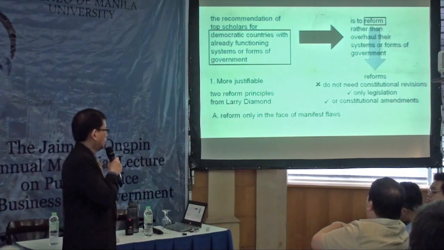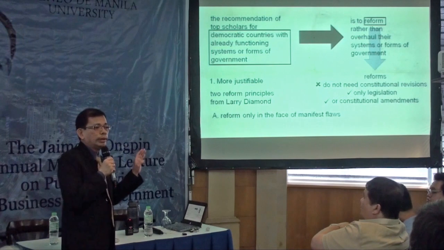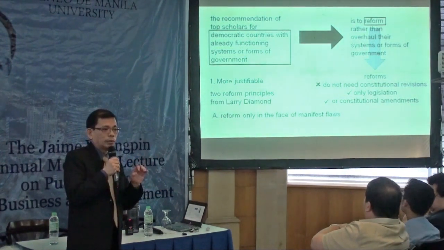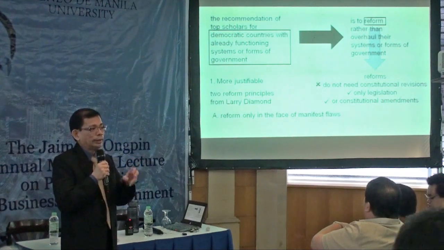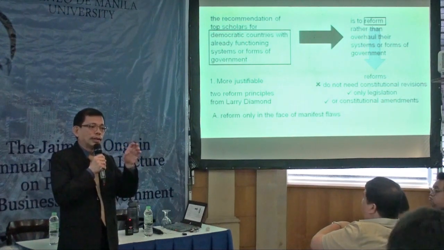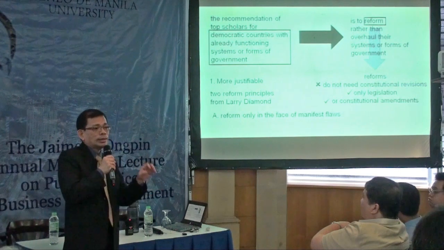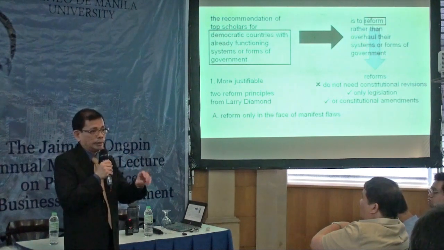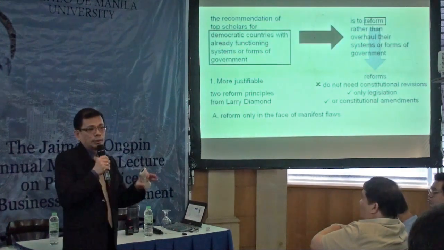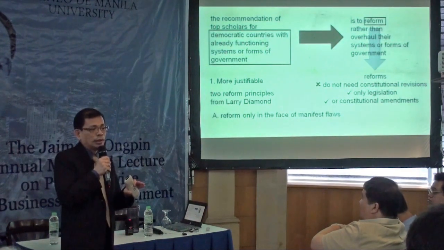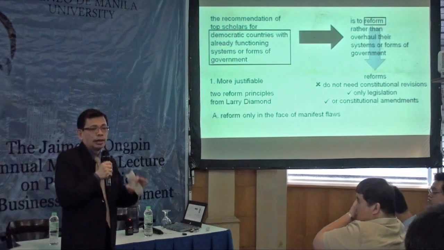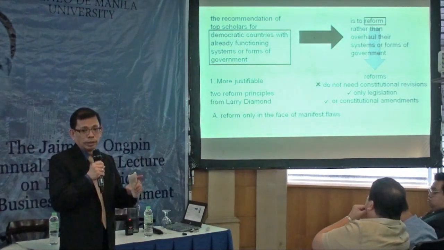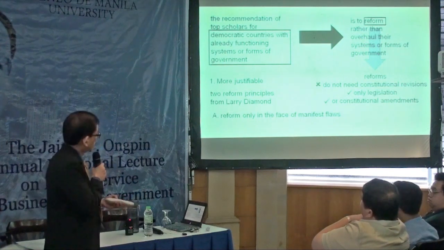The first principle is that reform only in the face of manifest flaws. Why is it very important? When you talk of manifest flaws, it is already manifest, which means that there is already a social coalition, some kind of consensus backing up this reform. It need not be universal consensus, but you could identify in certain sectors of the society, academia, civil society, politicians, yes, we have a problem here, and we could intervene.